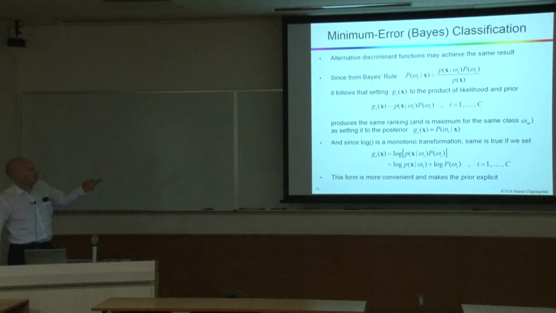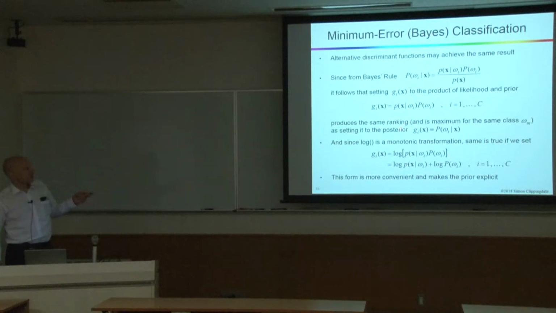So instead of setting the discriminant function gi of x to this thing, we could instead set it to the top of this fraction, which is this. And that will produce the same ranking of the classes, because this probability of the data is the same for all classes, so that disappears. So this will give you the same ranking. It's maximum for the same mth class as setting it to the posterior probability.